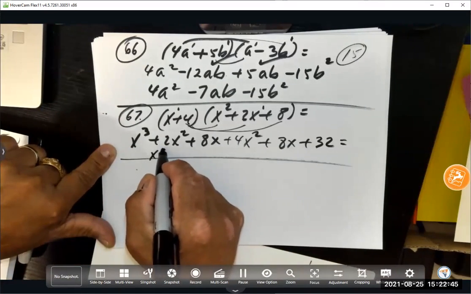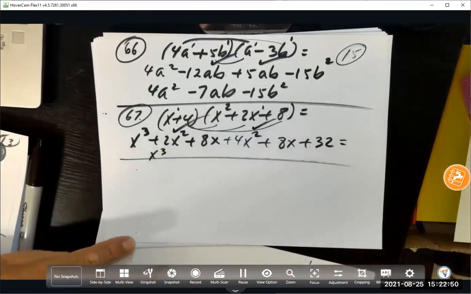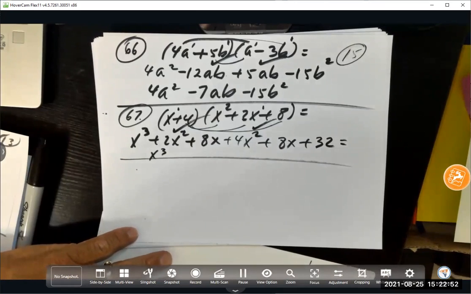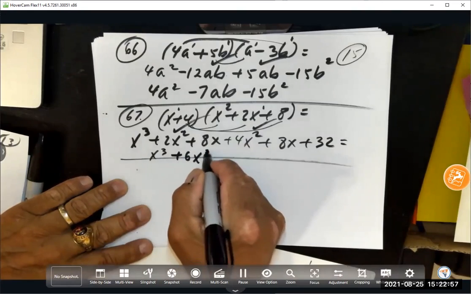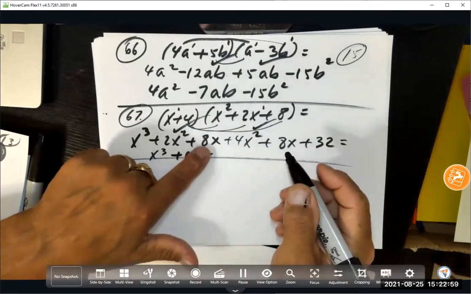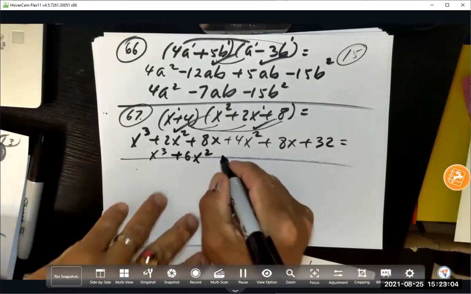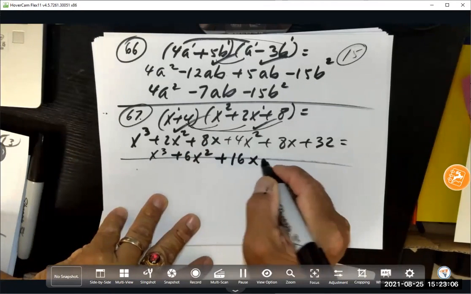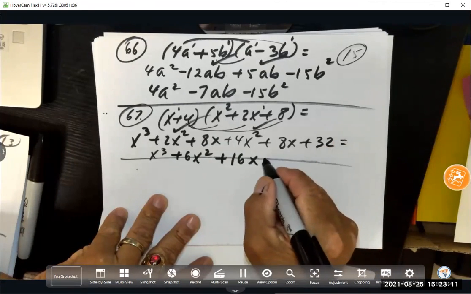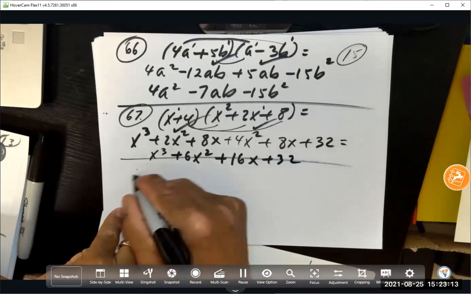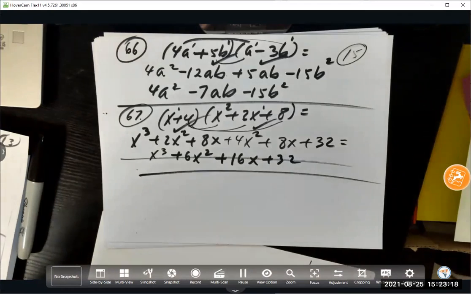Copy it. All right, what about squares? I see right there, and I see right there. How many is that? 6x squared. There you go. Plus 6x squared. And I see 8x and another 8x. How much is that? 16x. And then I see a 32. Is that it? Yes. Write it down like that. Is that all right for 67?